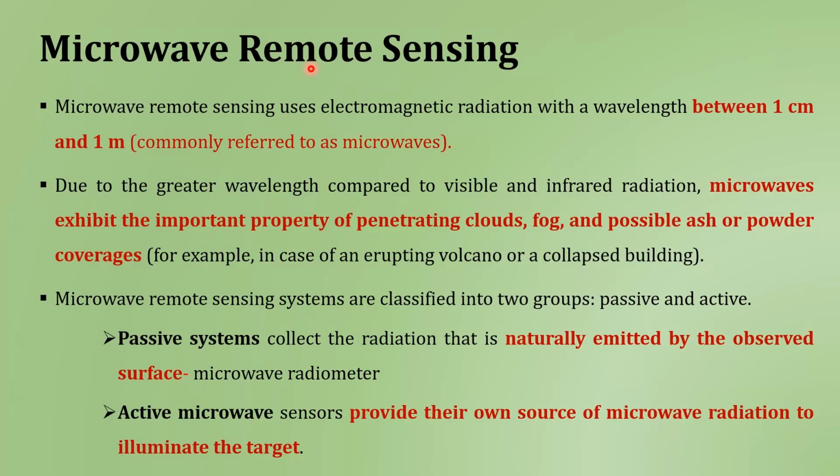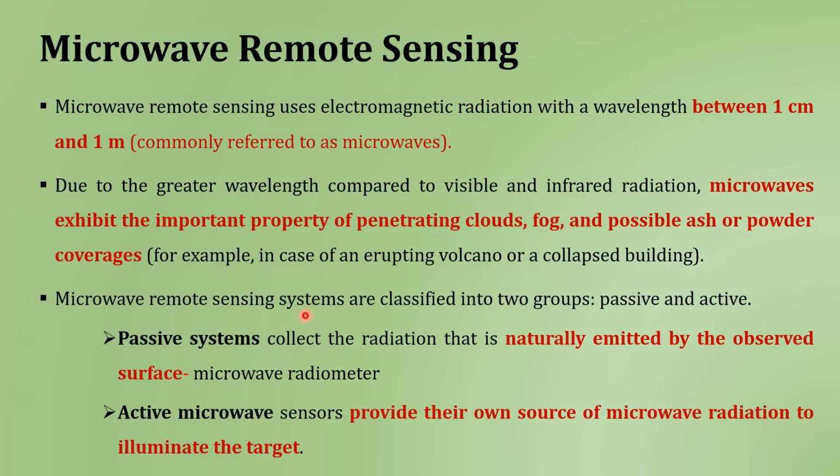So, microwave remote sensing uses electromagnetic radiation with a wavelength from 1 centimeter to 1 meter. The electromagnetic radiation falling in these wavelengths is referred to as microwaves. Because of their greater wavelength compared to visible and infrared radiation, these microwaves exhibit the important property of penetrating clouds, fog, or any ash or powder coverage, for example, in the case of an erupting volcano or a collapsed building.